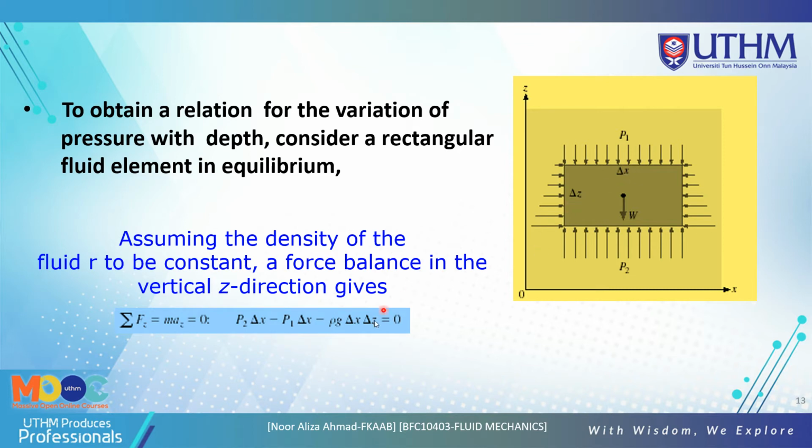And also the pressure around this liquid. So the density of the liquid times g, times delta x and delta z, because the area is this rectangular fluid element. So we get P2 delta x minus P1 delta x minus density times g times delta x delta z.